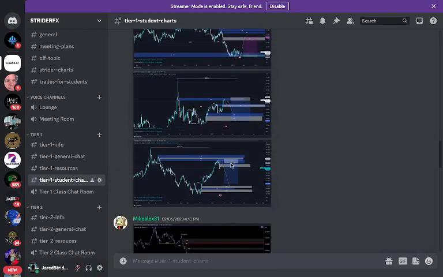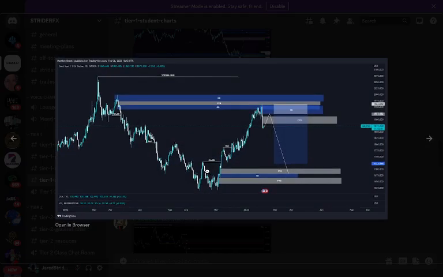And then last one here. This looks much better. Your gold analysis. So this was a few days after Brandon's for sure. Change of character, break of structure. Now you have your change of character here. Comes back into your order block.